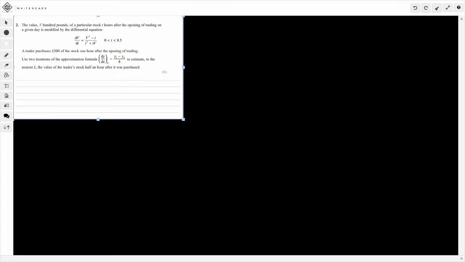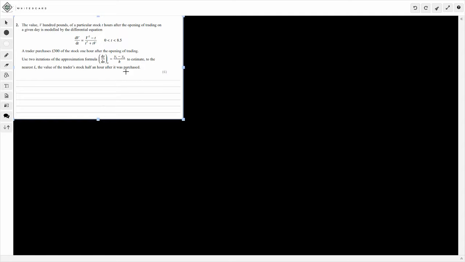Hey guys, and welcome to question 2 of this Further Pure 1 AS Further Maths paper. This is the Edexcel specimen paper, and this is question 2. You might have seen this before, you might not, but it's good revision anyway. This is a differential equation, where you're trying to approximate using numerical methods. So it's numerical methods as the topic.